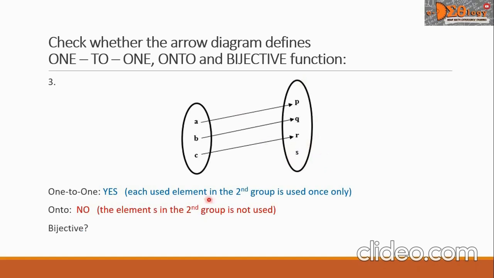Third question, is the function bijective? The answer is no, because the function is one-to-one, but not onto. This is our final answer.